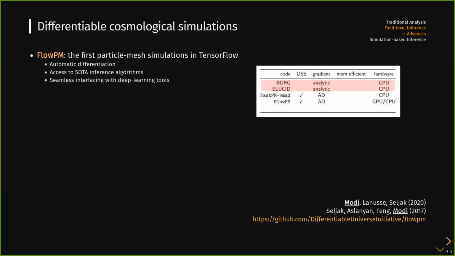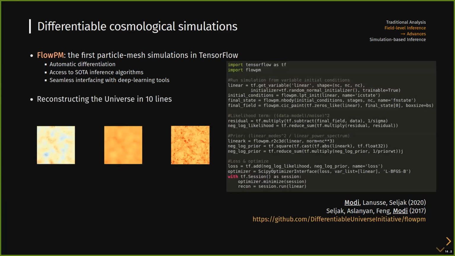And because it's written in TensorFlow, it has access to automatic differentiation. You do not need to implement your gradients yourself. It has access to state-of-the-art Bayesian inference algorithms, and it can seamlessly interface with deep learning tools. Just to show how powerful that makes FlowPM, this is the entire 15 lines of code that you have to write at the level of user interface to do reconstruction, which I'm showing in this GIF. This includes writing down your model, writing down your likelihood, calling the inference algorithms, and executing them.